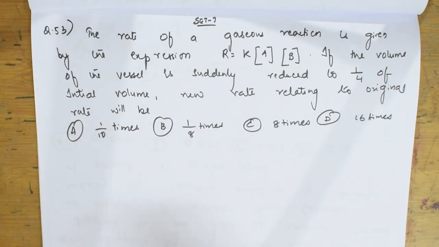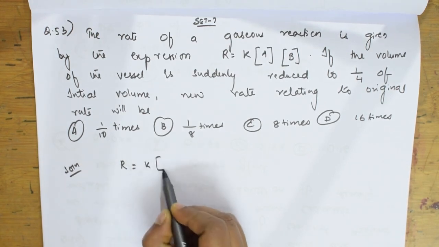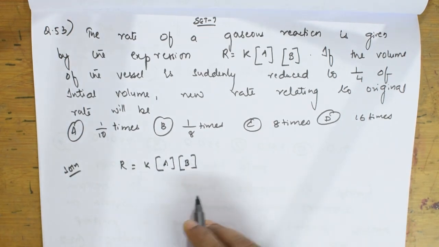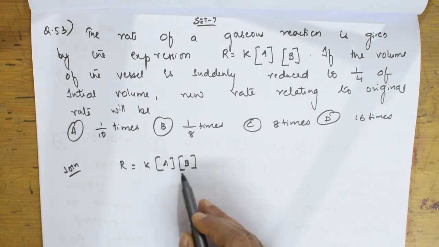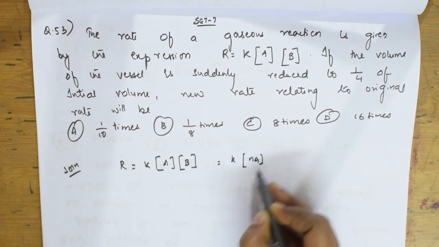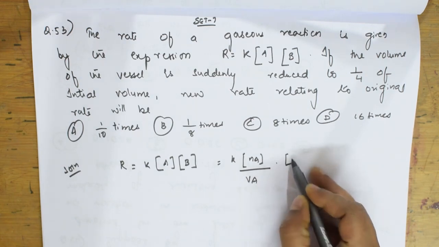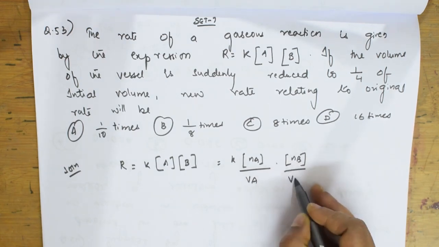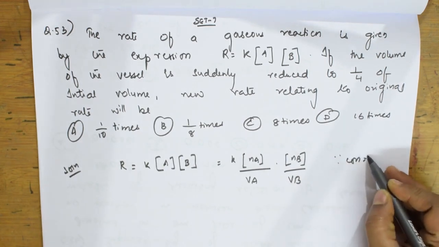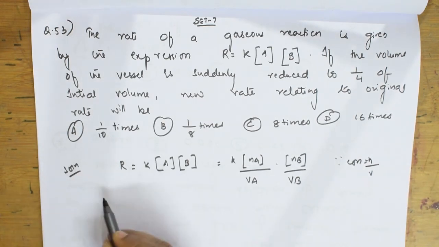Simple, basically. First of all, they have given me this expression, R is equal to K into concentration of A into concentration of B. We very well know concentration means what? Nothing but K into number of moles of A by VA, correct? And that is again NB by VB. Why did I write this? Since concentration is equal to N by V.